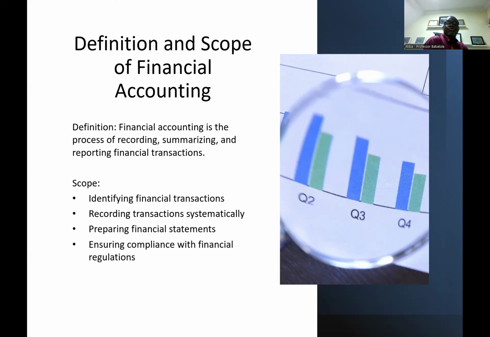We'll also be able to understand how to record these transactions systematically, how to prepare financial statements, and ensure compliance with financial regulations. So these are some of the things we'll be doing. I am also aware you are not accountants, but as potential managers, you should be able to identify all this and also know what the laws are that guide financial accounting, particularly as it relates to hospitality and tourism. So quickly look at the other slide.